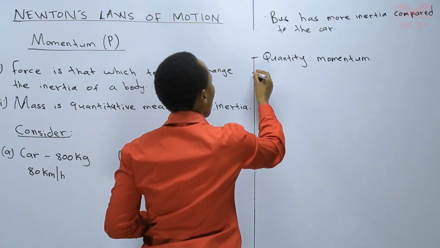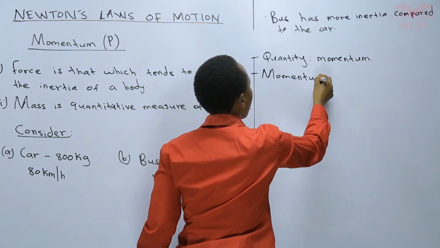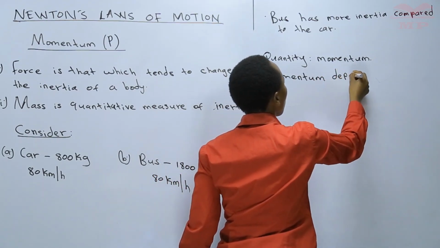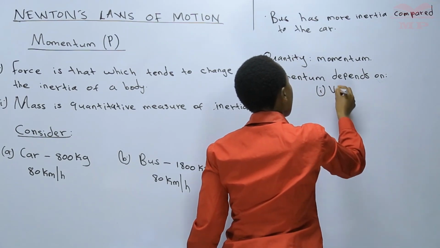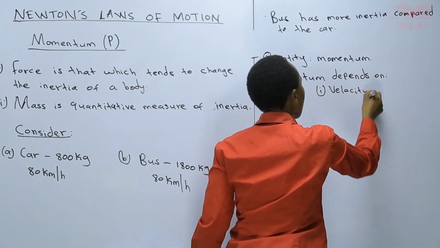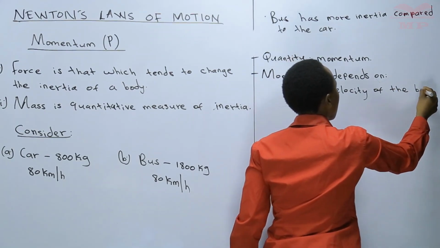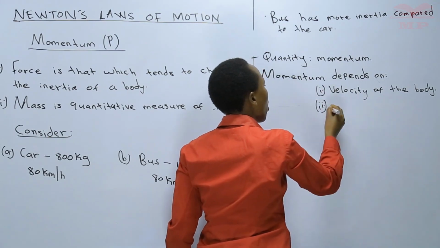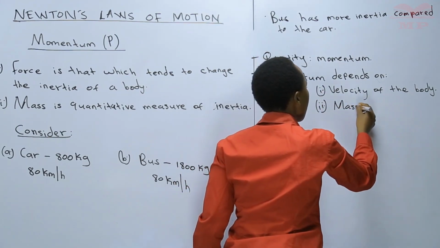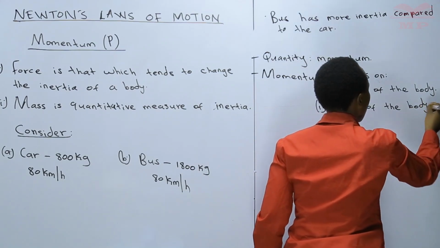We should know that the momentum of a body depends on two factors. Number one is the velocity of the body. And number two, momentum will also depend on the mass of the body.